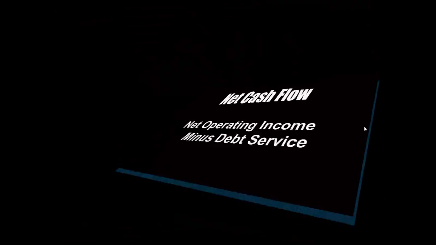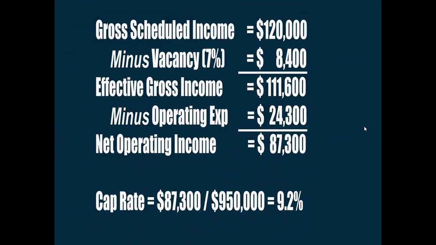So again, let's go back through the formula. Gross scheduled income minus vacancy factor and any rent abatements gives you your effective gross income. The effective gross income minus any owner expenses gives us the net operating income, and subtracting the debt service, or the mortgage principal and interest, from the net operating income gives us that net cash flow before taxes.